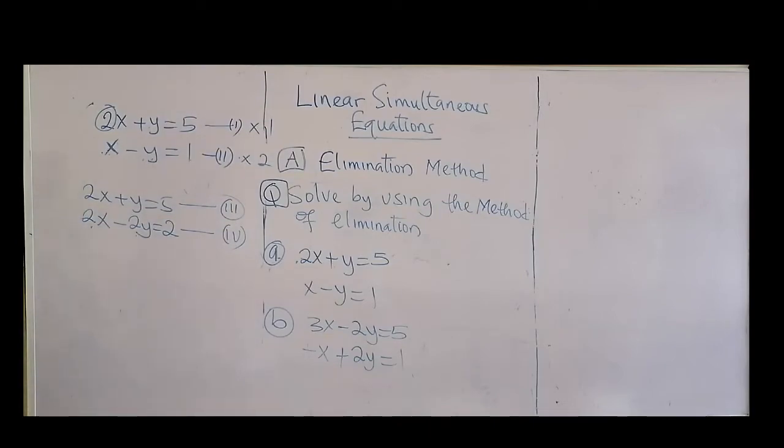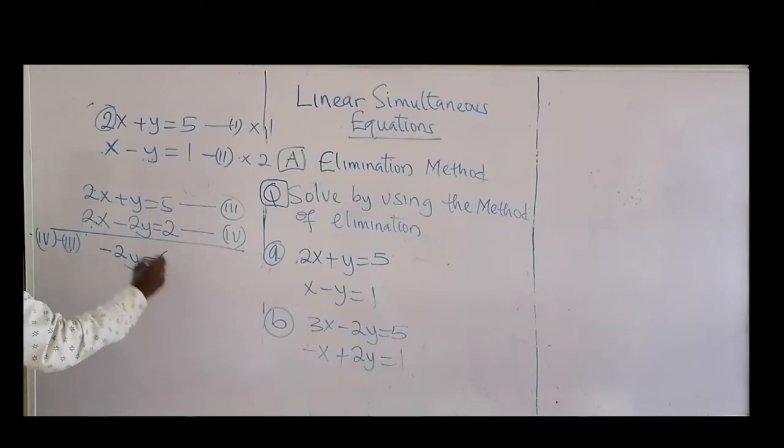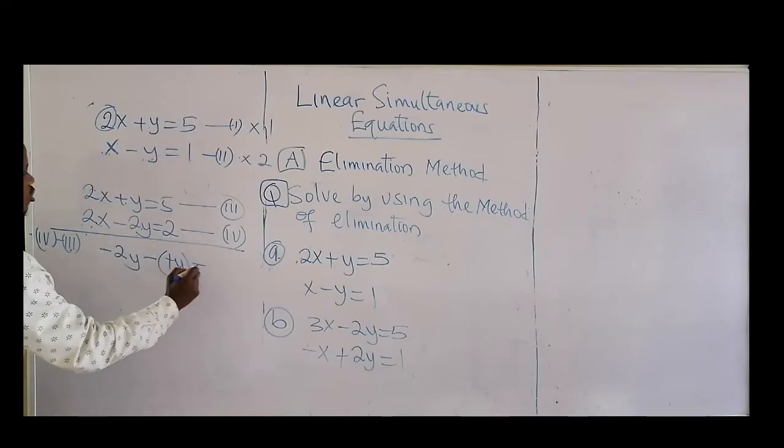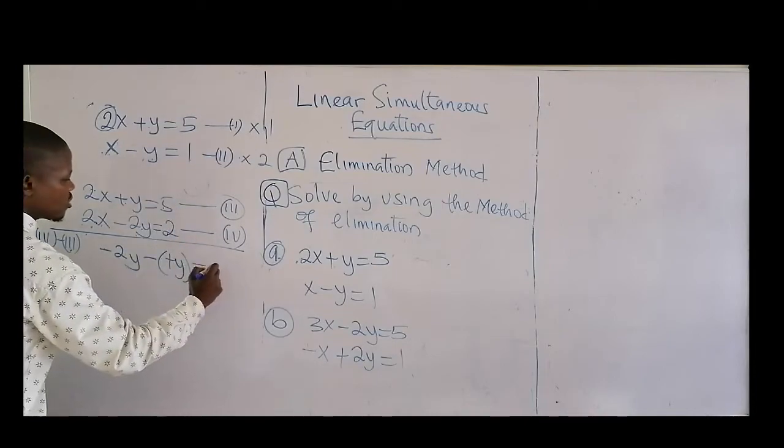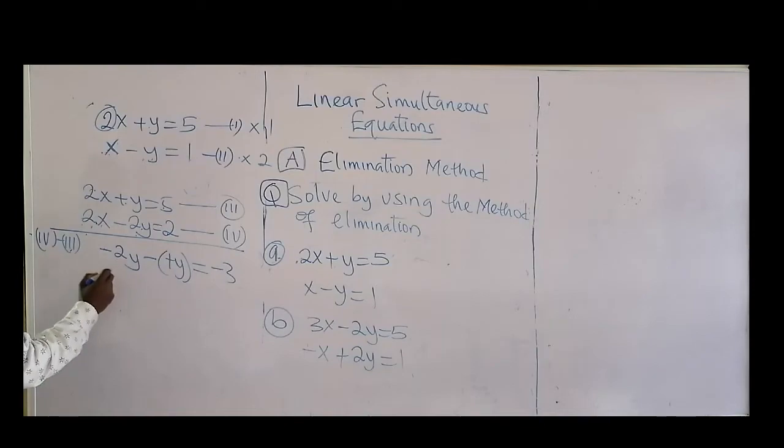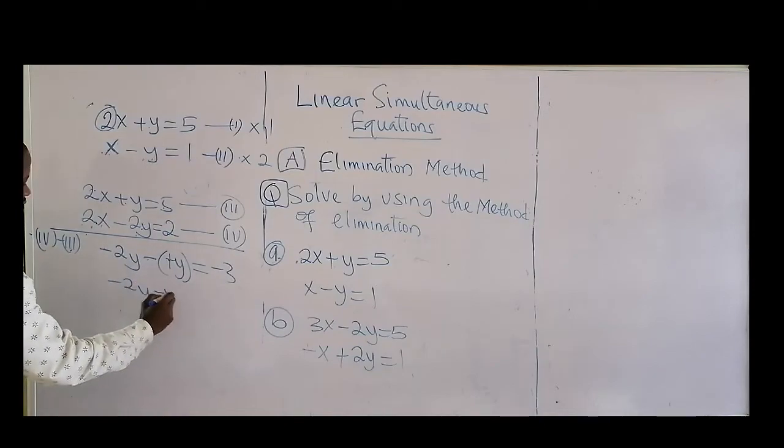Then you can now see that the coefficient of x here and here is the same. The coefficient is 2, is 2. So we can quickly subtract. This is plus, this is plus. So you can just take equation 4 minus 3, or 3 minus 4. This is 4: 2x minus 2x, that one cancels out. So I now have minus 2y minus, what do you have here? Plus 1, equal to 2 minus 5.